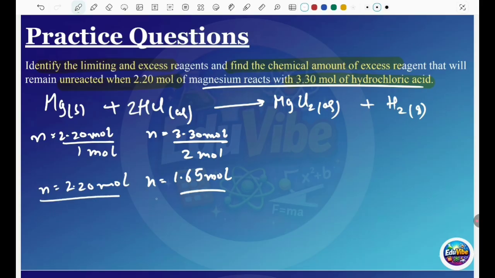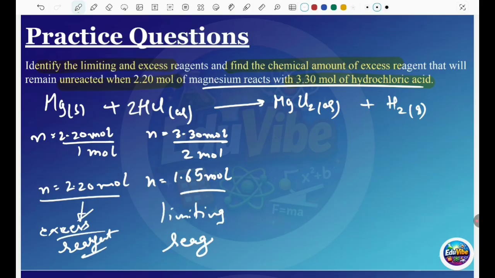So what's the excess reagent? This one. This one is the excess reagent and this one is your limiting reagent. Done. We identified that. Now we have to find the chemical amount for the excess reagent that will remain unreacted.